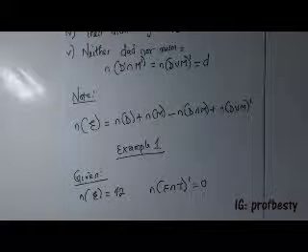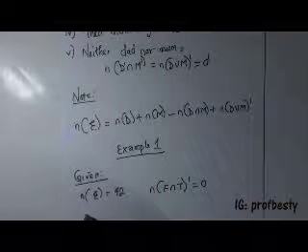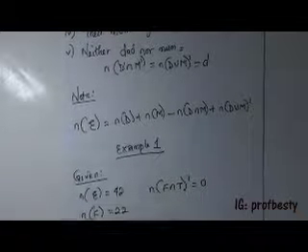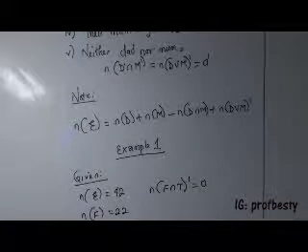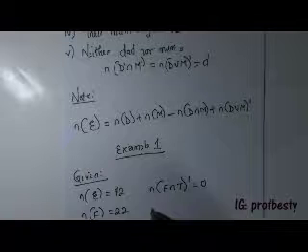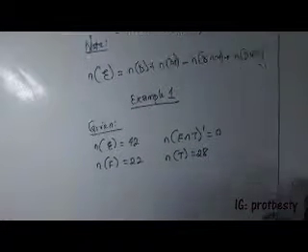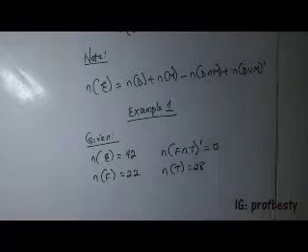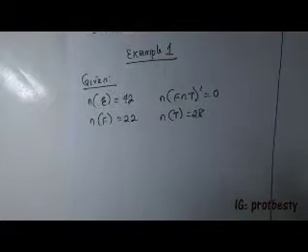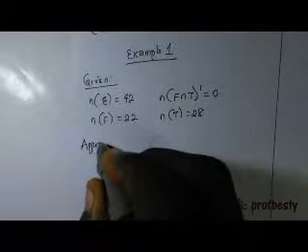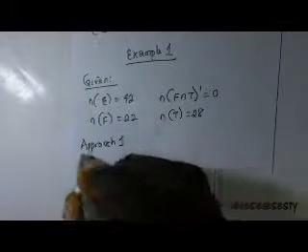Okay, 22 guys play football. How do I put that? N of football is 22. Then finally, 28 guys play tennis, 28. So I have two interesting ways I can solve this question. The first way is to draw my Venn diagram. So let's take approach 1.